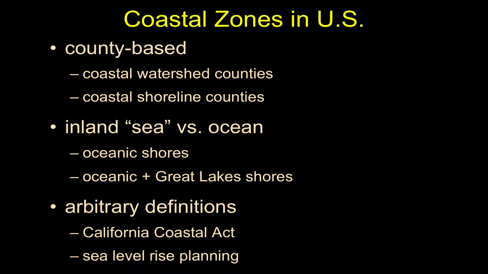And then again, the most common ones that you'll find, the easiest ones for you guys to find, would be the arbitrary ones, such as ones we created in Ventura here for doing some sea level rise estimations, or something like the California Coastal Act, which we'll talk a little bit more about in a second, which is a political definition for what the coastal zone is.